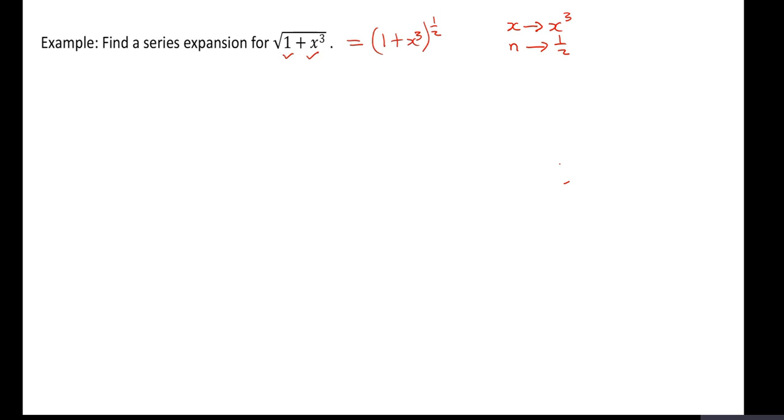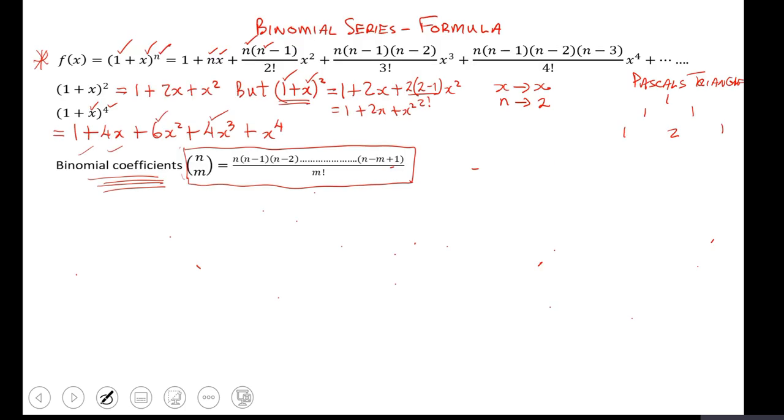And that's exactly what we do. Let's go back to the formula. Wherever we see x, I'm going to replace it by x cubed. Wherever I see n, I will replace that by a half in the binomial series formula.